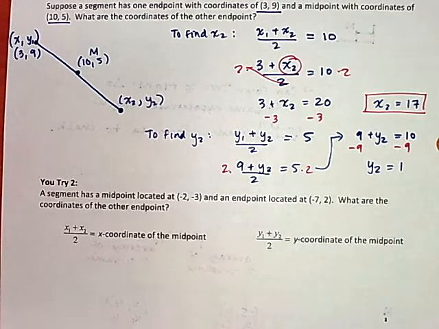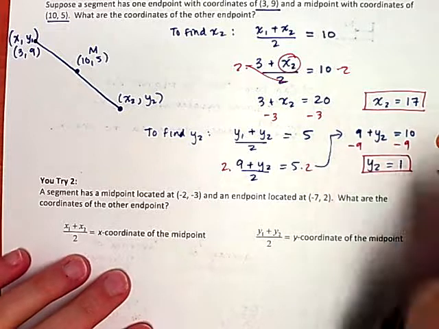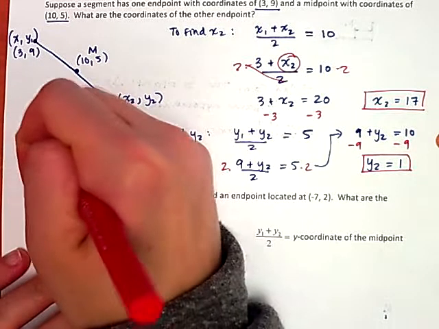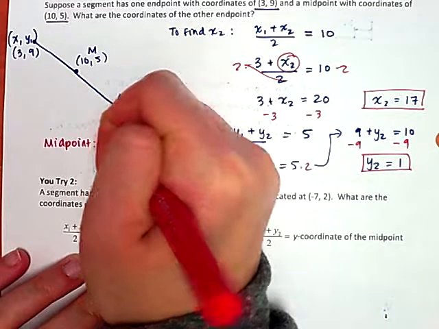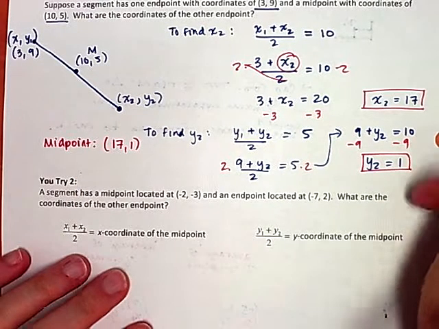So now I know that my other endpoint is going to be the point 17, comma 1, where I put these two pieces together.